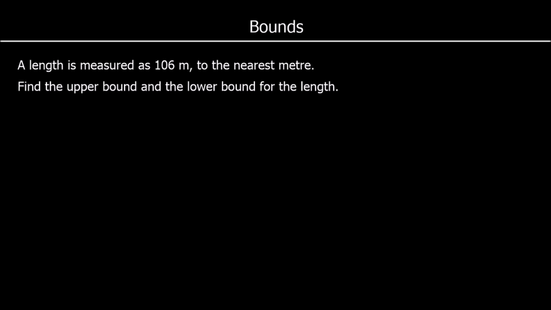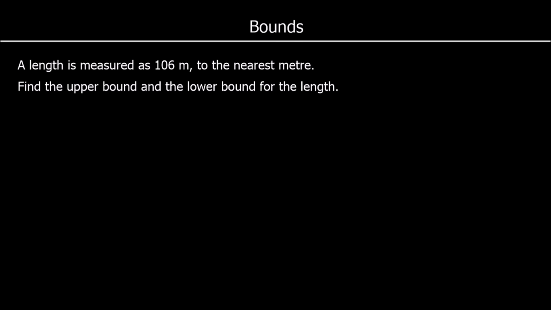When we do a calculation, the accuracy of the answer we get will depend on the accuracy of the numbers that we used in that calculation. And that's what we're looking at in bounds. So we're looking at the range of possible answers that we can get depending on how accurate the numbers we used in the calculation were. Let's look at this to start with.